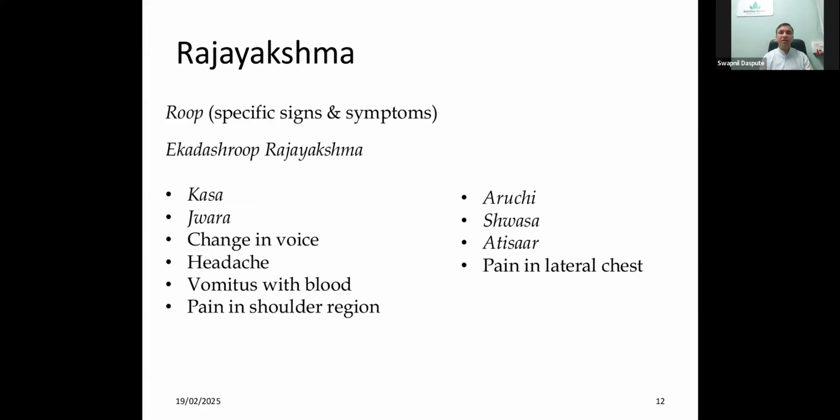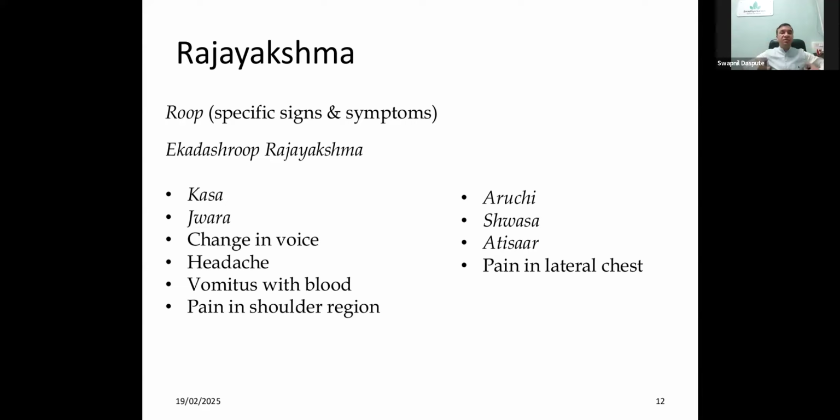Then Ekadasharupa Rajakshma. Kasa, Jwara, change in voice, headache, vomitus with blood, involvement of the Rakta Dhatu, pain in the shoulder region, Aruchi, Shwasa, Atisara, pain in the lateral chest. So now here, pain in the lateral chest, pain in the shoulder region.